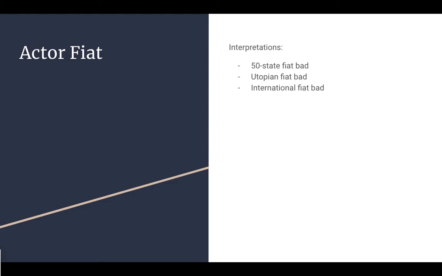Oftentimes in Ks, we have really out there alts. For example, capitalism might be a communist revolution. That's not really likely, but they can say fiat and suddenly it happens, or they're advocating for it. Or international fiat. So this is more of an issue with international topics, or on the topic two years ago, which was immigration, having the idea of other countries doing the plan that the affirmative team is advocating for.